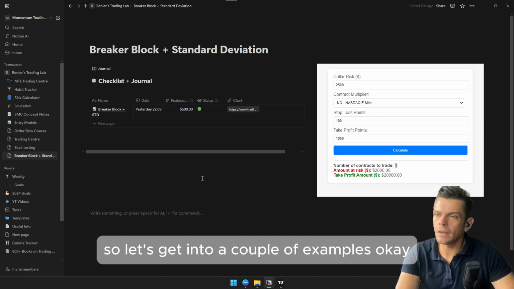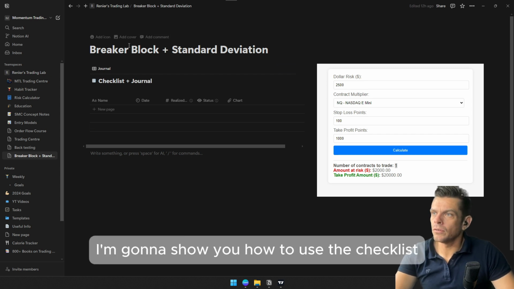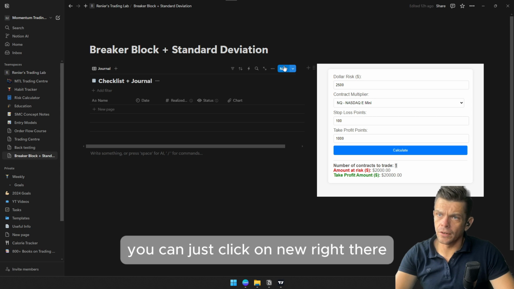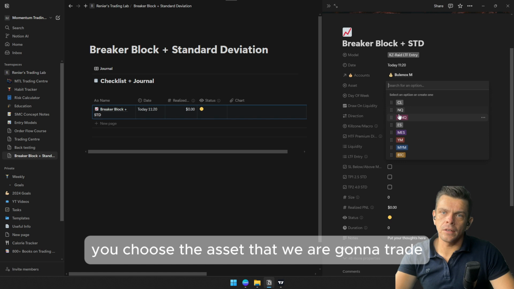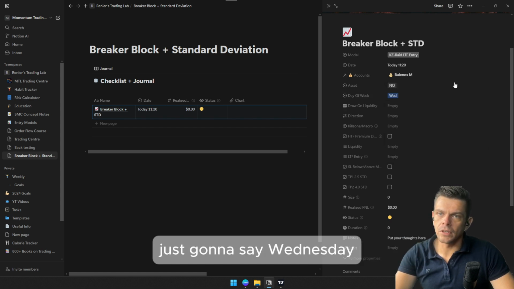All right, so let's get into a couple of examples. For the next example, I'm going to show you how to use the checklist with the trading setup. You can just click on new right there. It's going to bring up this little window. You choose the asset that we are going to trade. So let's say it's the NASDAQ, day of the week, just going to say Wednesday.